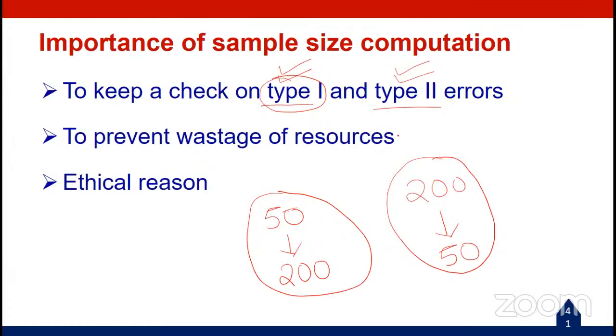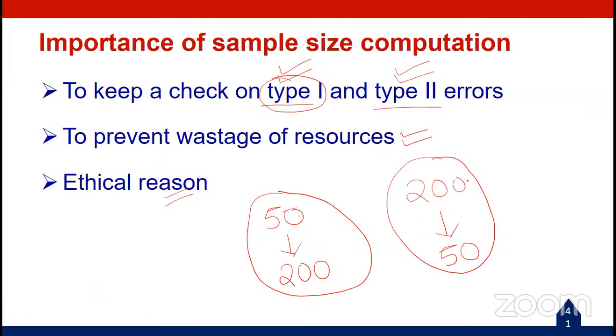And to prevent wastage of resources. See, 50 are enough for your study, you are recruiting 200. So unnecessarily, you are troubling those extra 150 individuals. So assume that they may have any side effects or adverse events. So unnecessarily, you are putting the individuals at risk. So again, ethically, this is not correct.